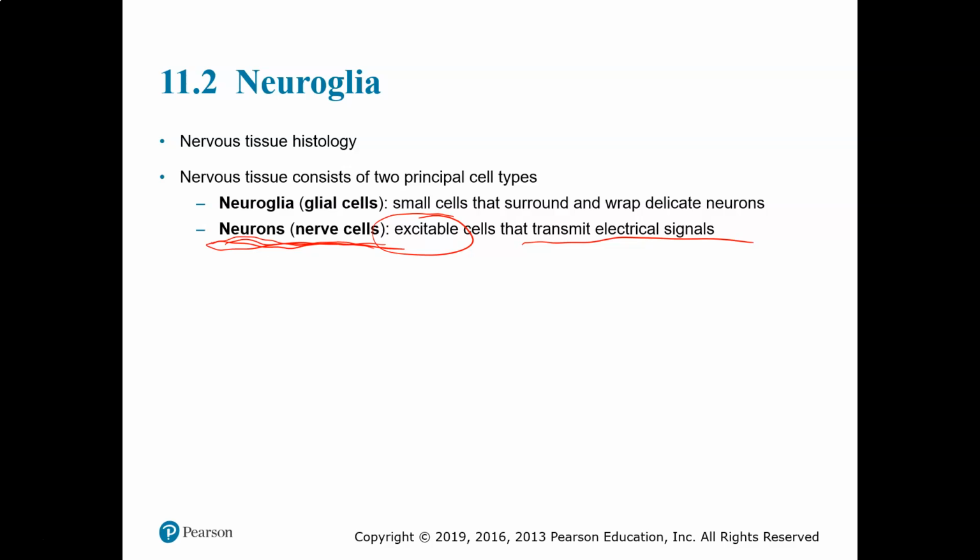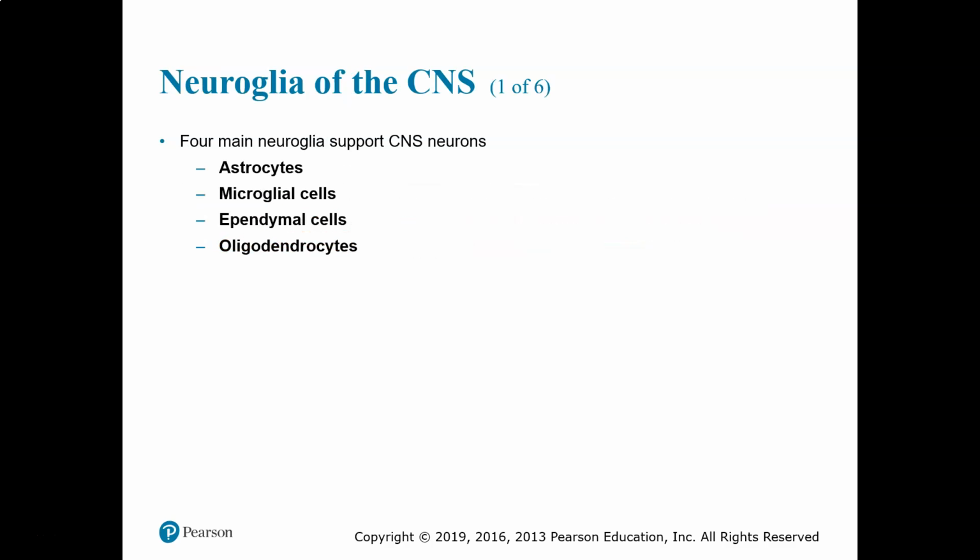The other cells of nervous tissue are called neuroglia, or glial cells. Glial meaning glue. The glue, not that it sticks the nerve cells together, but glue as in support. These are small cells that surround and wrap delicate neurons and provide some kind of support to the neurons themselves. There are four main cells of the neuroglia. They are astrocytes, microglial cells, ependymal cells, and oligodendrocytes. This is for the central nervous system, not the peripheral nervous system.